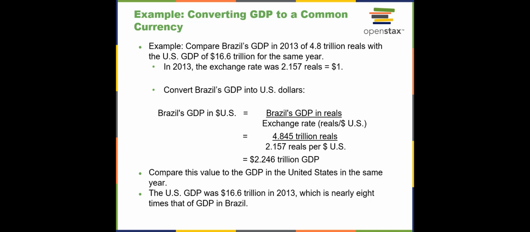And in 2013, the exchange rate was 2.157 reals per dollar. So when you give $1, you're getting back 2.157 reals. In order to convert Brazil's GDP into US dollars, you're going to take Brazil's GDP in reals and divide by the exchange rate. Here in this case, 4.845 trillion reals divided by 2.157 reals per dollar. And then this number that you find is Brazil's GDP in US dollars. Now we can compare Brazil's GDP with US GDP. And as you see, US GDP was 16.6 trillion in 2013, which is nearly 8 times that of GDP in Brazil.